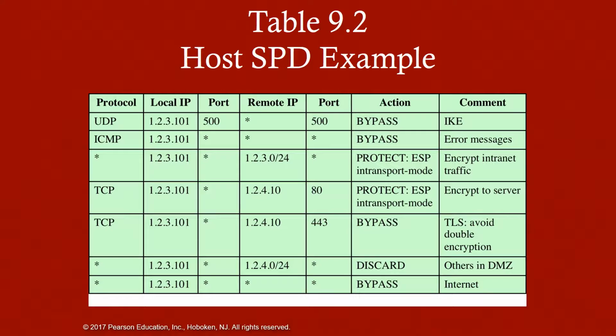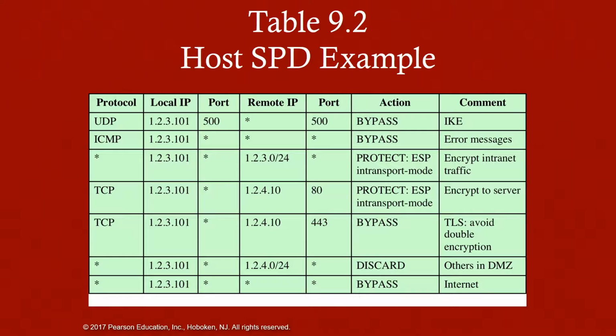Host SPD example. The table provides an example of an SPD on a host system as opposed to a network system such as a firewall or router. This table reflects the following configuration. A local network configuration consists of two networks. The basic corporate network configuration has the IP network number 1.2.3.0/24. The local configuration also includes a secure LAN, often known as a DMZ, that is identified as 1.2.4.0/24.